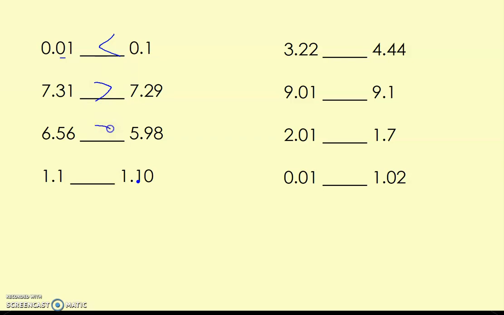6 and 56 hundredths is greater than 5. 1 and 1/10, 1 and 1/10, 1 and 10 hundredths. Those are equal because there's an invisible 0 here.